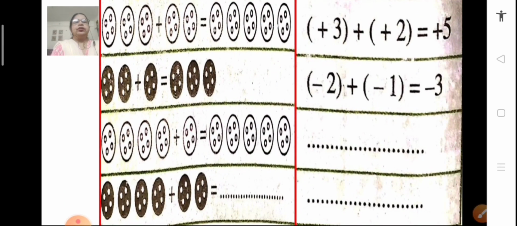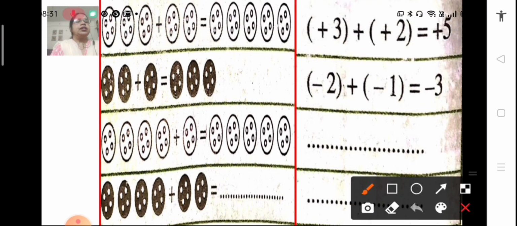Now if we add 3 white buttons with 2 white buttons, what do we get? We get 5 white buttons. That means positive 3 plus positive 2 gives us positive 5. Or when we add 2 positive integers, we get a positive integer. And next one, 2 black buttons plus 1 black button is equal to 3 black buttons. That means negative 2 plus negative 1 is negative 3. That means when we add 2 negative integers, we get a negative integer.